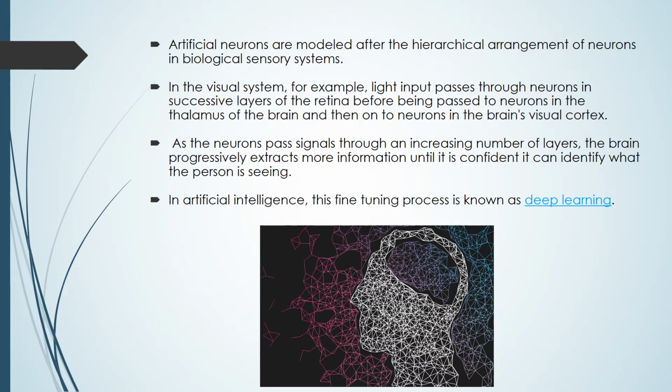Artificial neurons are modeled after the hierarchical arrangement of neurons in biological sensory systems. In the visual system, for example, light input passes through neurons in successive layers of the retina before being passed to neurons in the thalamus of the brain and then onto the neurons in the brain's visual cortex. As the neurons pass signals through an increasing number of layers, the brain progressively extracts more information until it is confident it can identify what the person is seeing. In artificial intelligence, this fine-tuning process is known as deep learning.